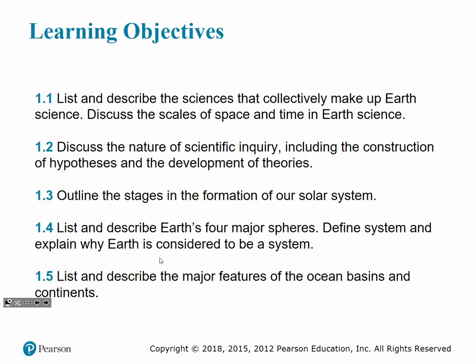We're going to be able to list and describe the sciences that collectively make up Earth Science, discuss the scales of space and time in Earth Science. We are also going to discuss the nature of scientific inquiry, including the construction of hypotheses and development of theories, outline the stages in the formation of our solar system, which the nebular theory explains, list and describe Earth's four major spheres. We're going to define system and explain why Earth is considered to be a system, and then list and describe the major features of the ocean basins and continents.